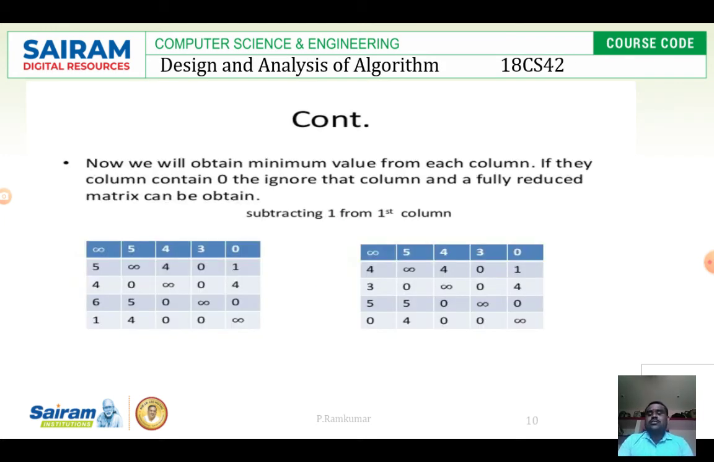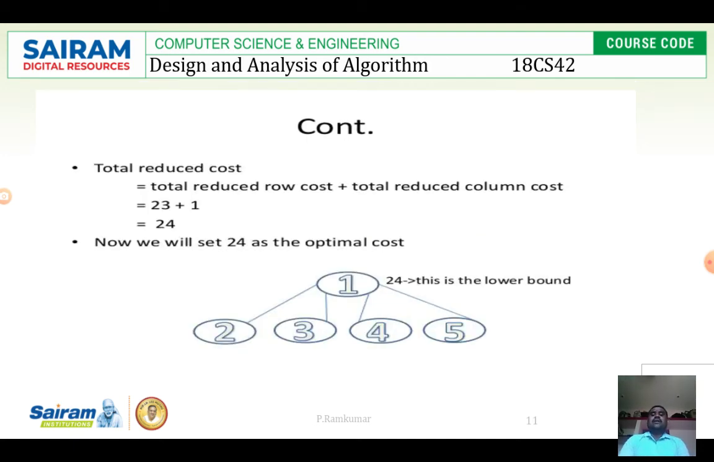Likewise, it will be represented. In the third column the minimum value is 4, so 0 0 0. Fourth column, all of those are 0. Fifth column minimum value is 1, so 0 4 0 3 0 infinity. That will be the reduced matrix of this given set of data. The total reduced cost will be the total reduced row cost plus the total reduced column cost. So we have to add those values: 23 plus 1 is 24.